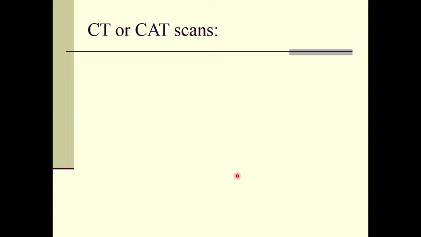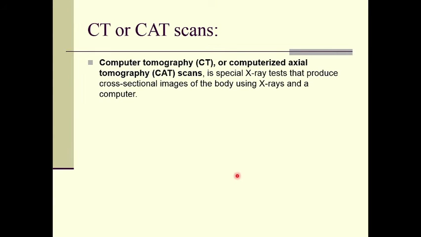Let us now move to another application, that is CT or CAT scans, right? CT means computer tomography or computed axial tomography scan. It is sometimes also called computer aided tomographic scan. So CAT scan means computerized axial tomography, also called computer aided tomography or computer tomography. So it is CT scanning or CAT scanning. It is a special X-ray test that produces cross-sectional images of the body using X-rays and a computer, right?